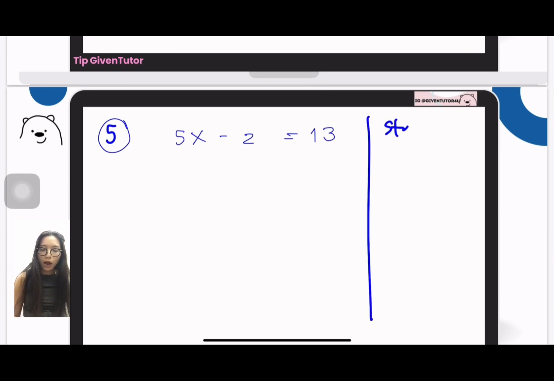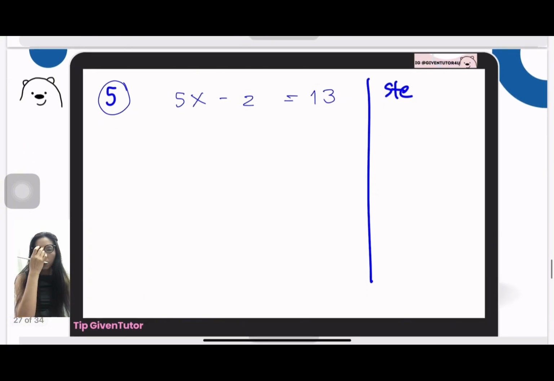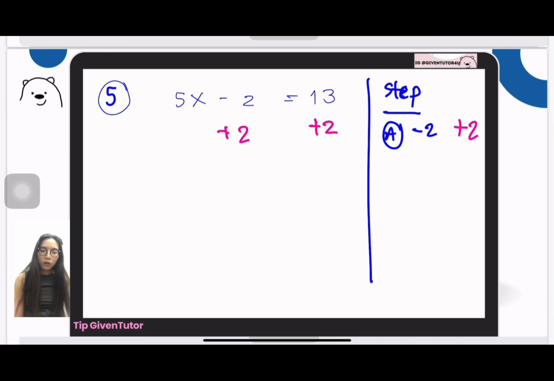Okay, let me write down the steps, and then you can see that even if you use normal algebra, it gets easier. Step A: you have minus 2 here, and the reverse is plus 2, right? So you add 2 on both sides. After you add 2 here, you get 5x, and 13 plus 2 will be 15, right?